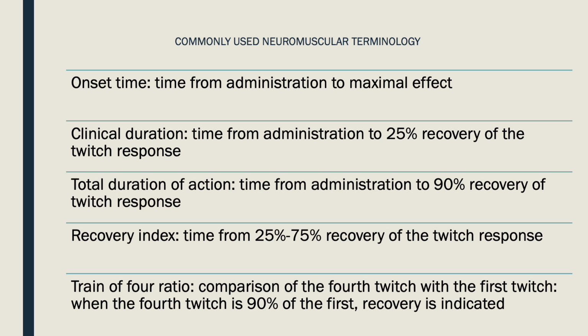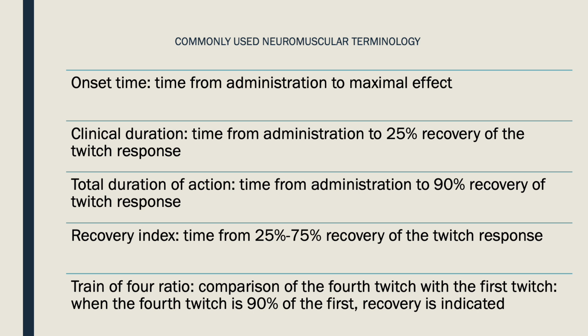Onset time refers to the time from the administration until its maximal effect is observed. This is crucial for determining how quickly a muscle relaxant will take effect. And this is important when you consider an emergency situation like an RSI or any critical situation. The clinical duration refers to the time it takes for the neuromuscular response to recover to 25% of its initial strength following neuromuscular blockade administration.